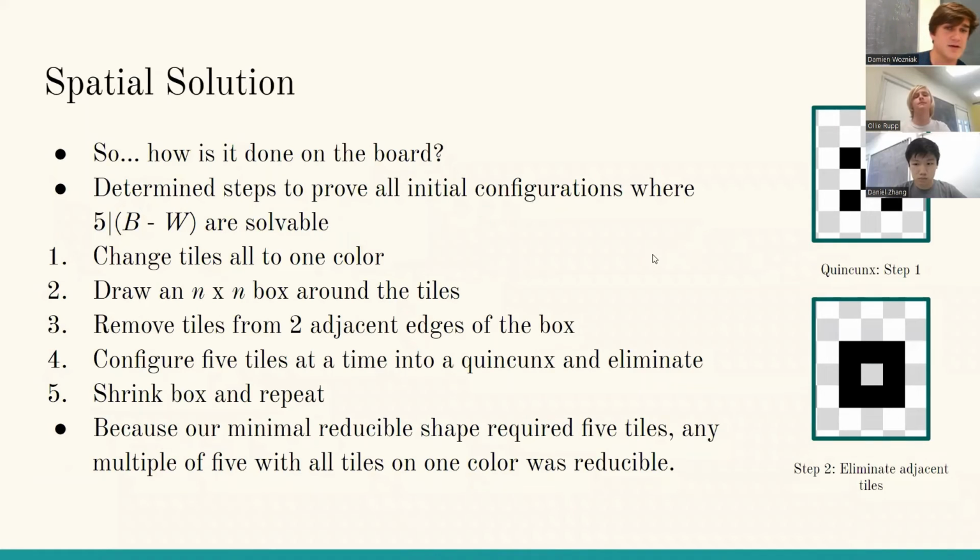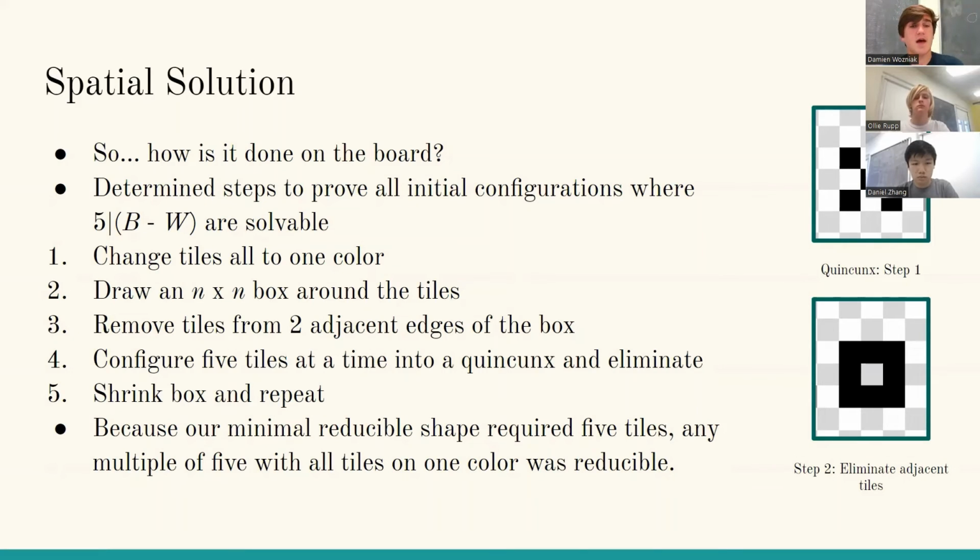However, that was algebraic. So how do we prove this spatially? So we determined that all configurations where the difference between b and w is a multiple of 5 are solvable. And the way to do this is that you can change all tiles to one color using a combination of move 1 and move 2.